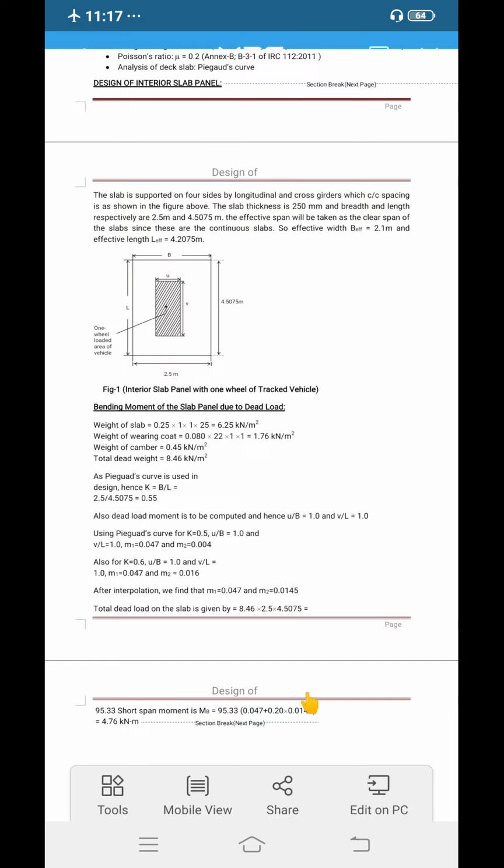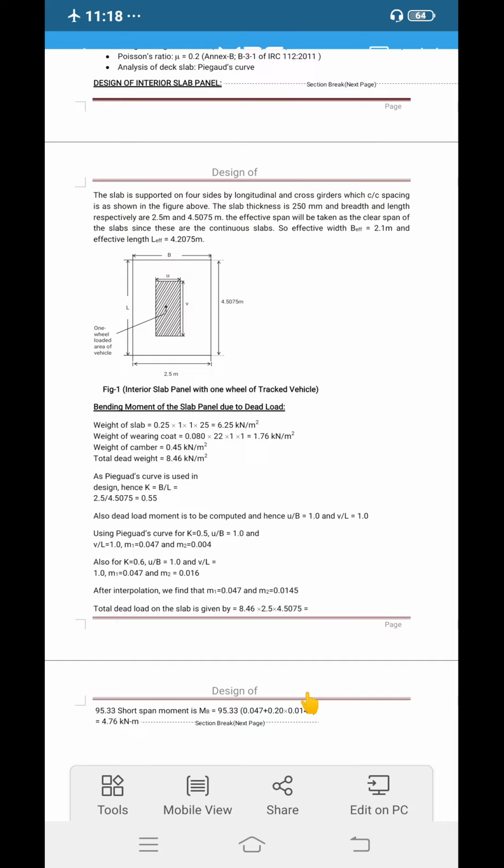For the camber, we have provided a camber of 1 in 100, from the center it is 37.5 reducing to 0 at the curb. This dead weight will also be there on the deck slab, and we have considered that. From that we have 0.45 kilonewton per meter square of load. So all together we add it and get the total dead weight acting on the deck slab, that is 8.46 kilonewton per meter square. Clear?